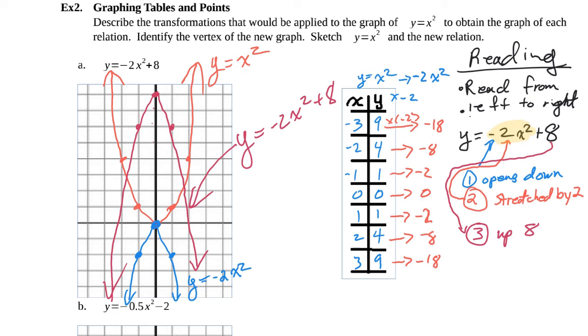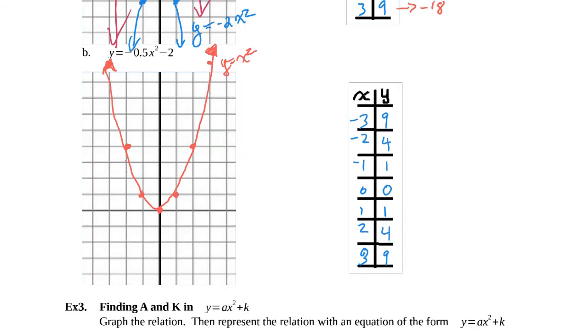Okay? All right. All right, so for this next problem, we have y is equal to -0.5x squared minus 2. So remember, we're reading from left to right. Y is equal to -0.5 x squared minus 2. Okay, so -0.5 x squared minus 2. So we remember we need to read from left to right. So here's the description.